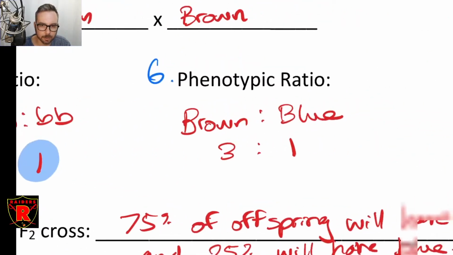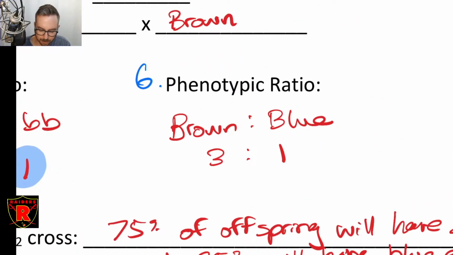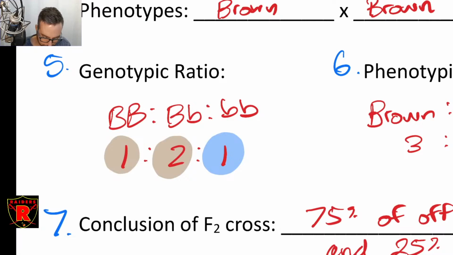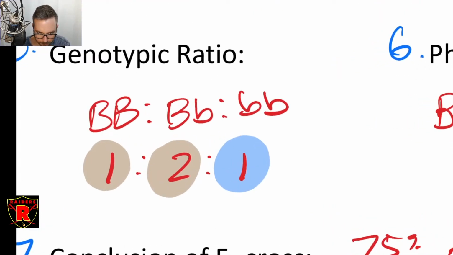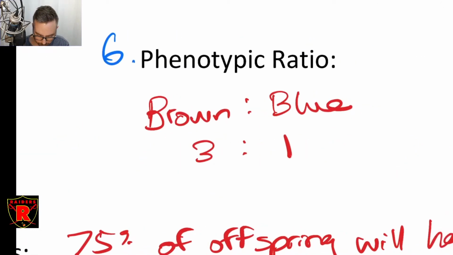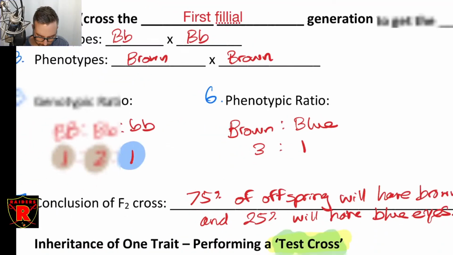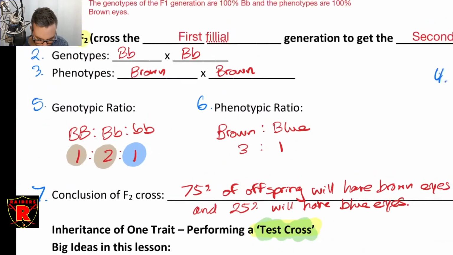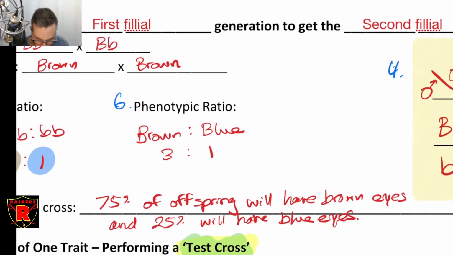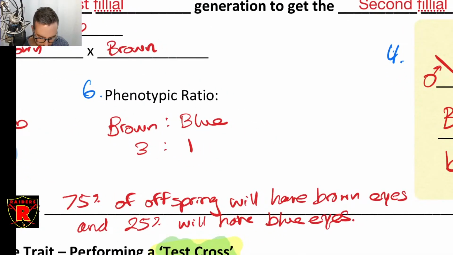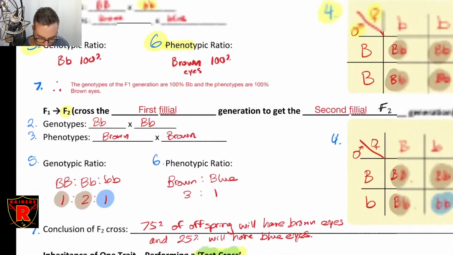And the phenotypic ratio is 3 brown to 1 blue, because big B big B is going to be brown, big B little b is going to be brown, but little b little b is going to be blue. So in this case, we have 3 brown-eyed children for every 1 blue-eyed child. So that is a 75% chance to be brown-eyed and a 25% chance to be blue-eyed. And then that's the conclusion here. So in the F2, 75% of the offspring will have brown eyes and 25% will have blue.